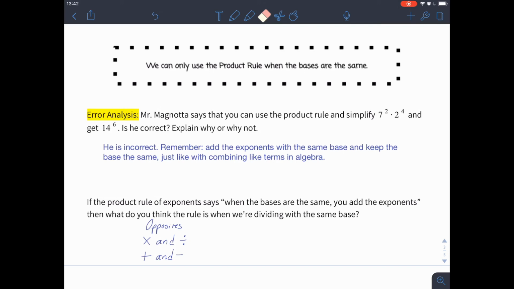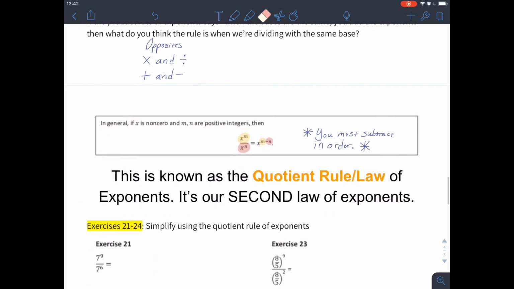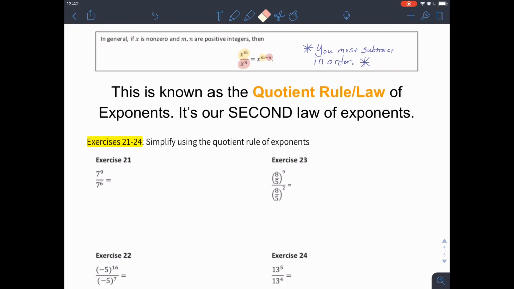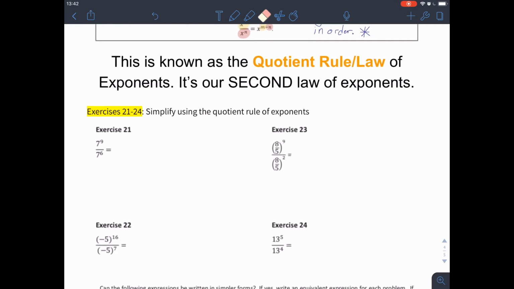their exponents. And this is, in fact, our quotient rule or our quotient law of exponents, the second one that we are learning. Now, the important thing to keep in mind with this rule is that you have to subtract in order. So you have to take the exponent from your numerator and subtract it from the exponent in the denominator. And I color-coded that in the box at the top that goes over this rule and how it works. So let's see if we can apply that to some problems here.